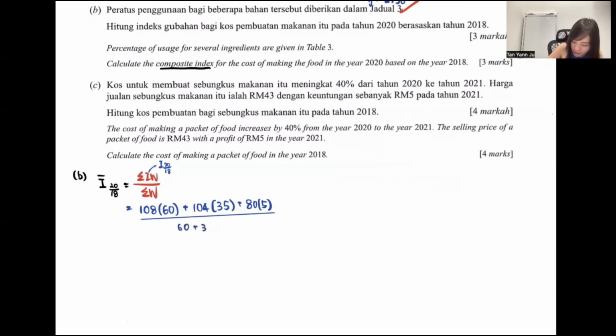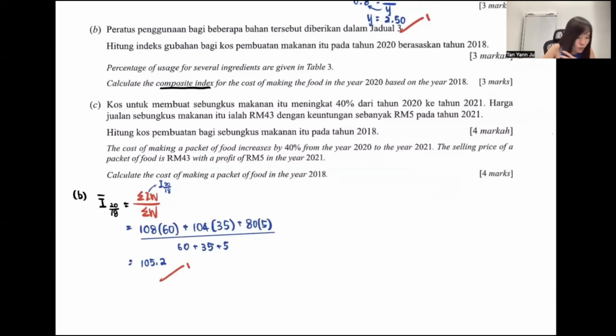Okay, I write one by one, just in case you guys don't know how to times and how to plus, okay? 108 times 108, 108 times 60 plus 104 times 35 plus 80 times 5. Divide by 100. I guess getting the answer 105.2. Done. Okay, how many marks do they give you? 3 marks. Here 1 mark. This part itself 2 marks.